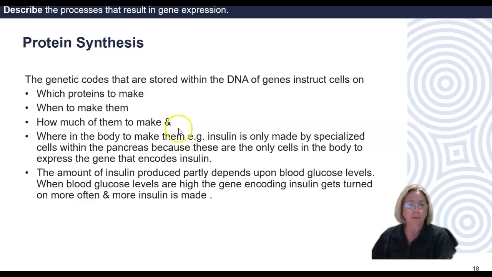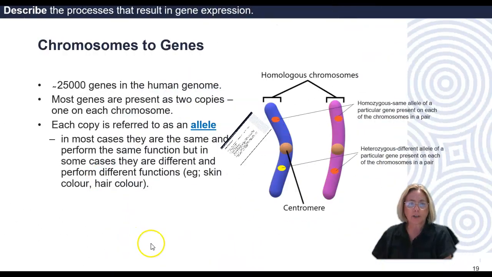A very simple example here is insulin. Insulin is a protein hormone, and it's only made by specialized cells within the pancreas. That's because these are the only cells in the body that express the gene that encodes insulin. And we know, of course, that the amount of insulin produced partly depends upon blood glucose levels. When blood glucose levels are high, the gene encoding insulin gets switched on more often, and more insulin is made.